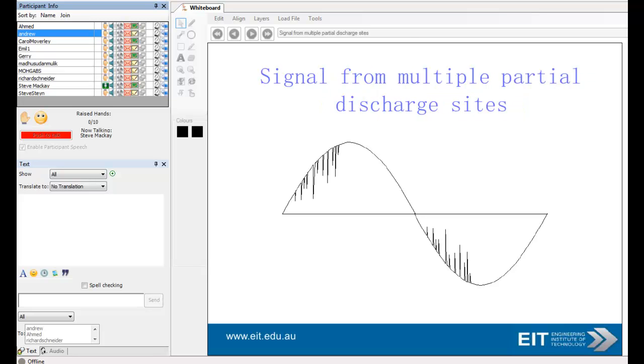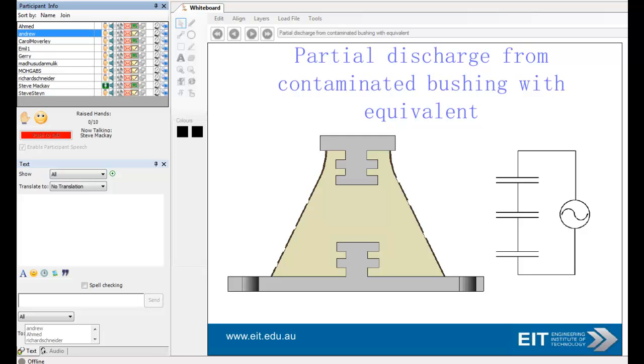And I said I've spoken about partial discharges. Has anyone here had any experience with partial discharge? Any comments on partial discharge?